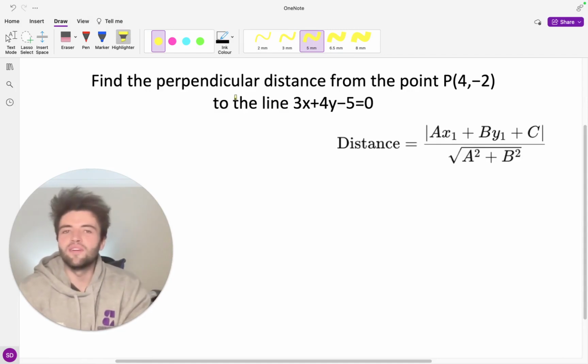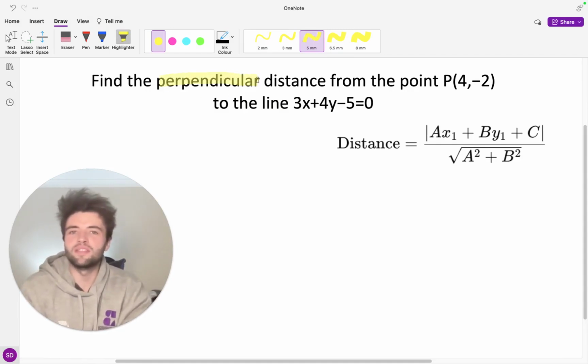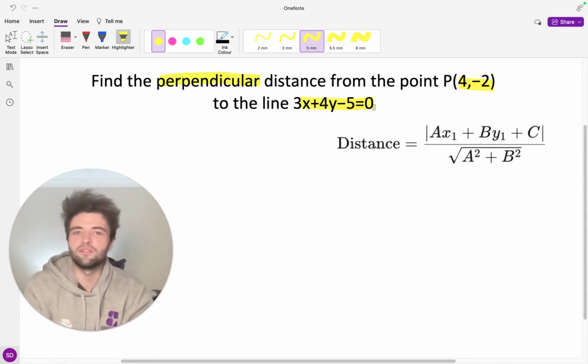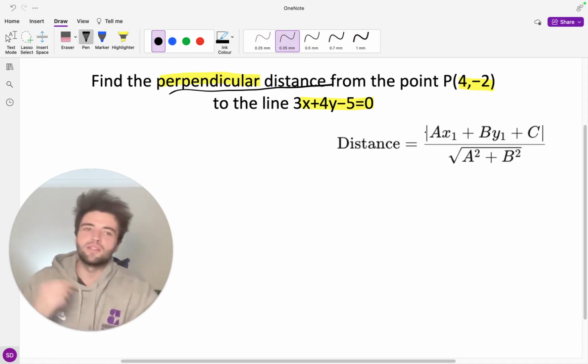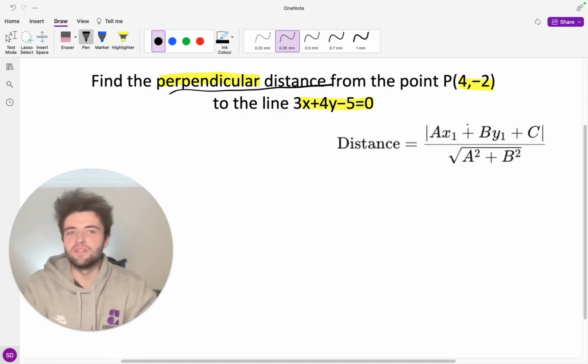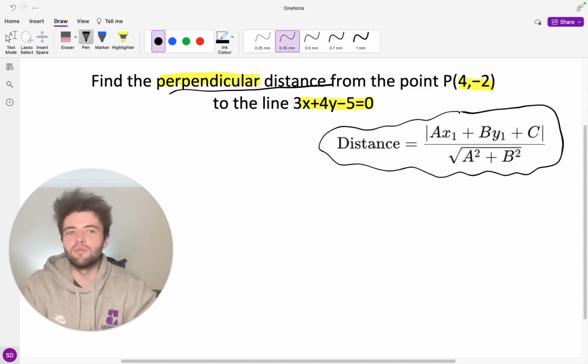So our goal here is going to be to find the perpendicular distance from the point (4, -2) to the line 3x + 4y - 5 = 0. Whenever you see the phrase "perpendicular distance", that should set off alarm bells in your head that you need to use a certain formula from the log tables, which is this formula. You won't have to memorize it because it is on your coordinate geometry page.